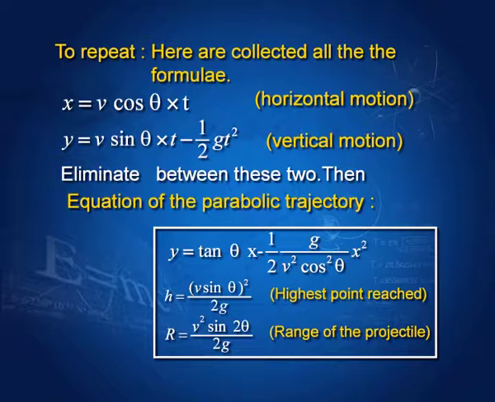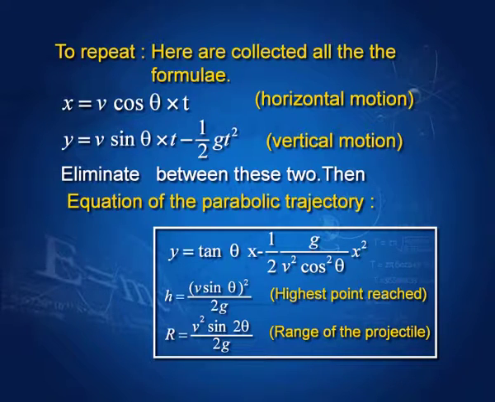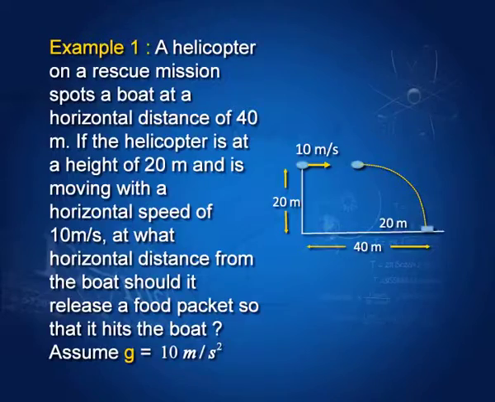The highest point reached by the projectile is v sin theta whole square by 2 g, and the range, the maximum horizontal distance covered by the projectile, is v square sin 2 theta by 2 g. Let us take one or two examples to fix the ideas about this projectile. Let us take this example.